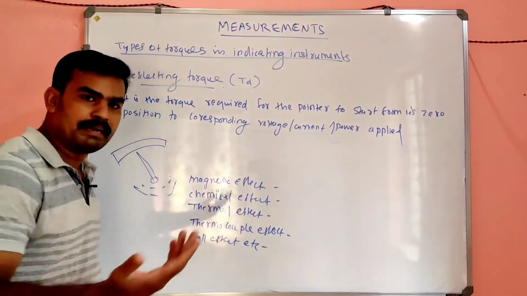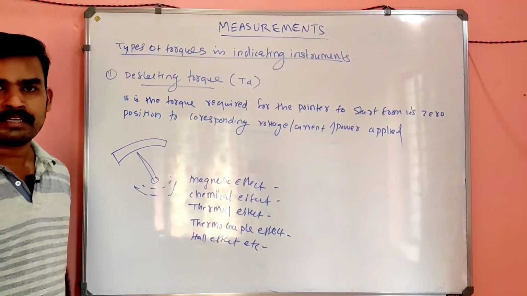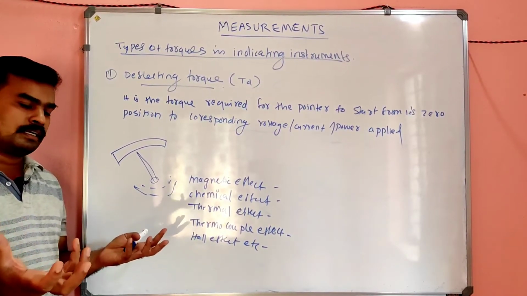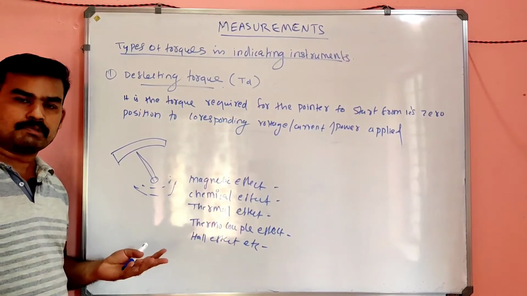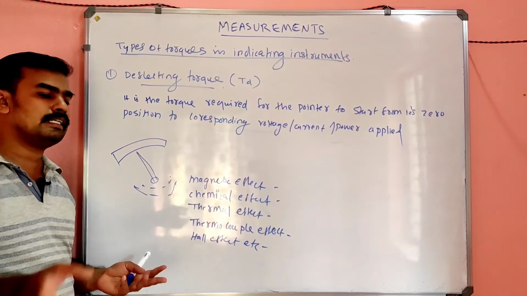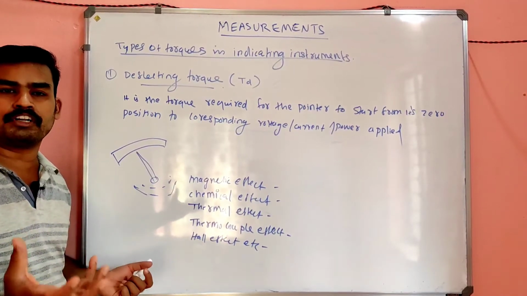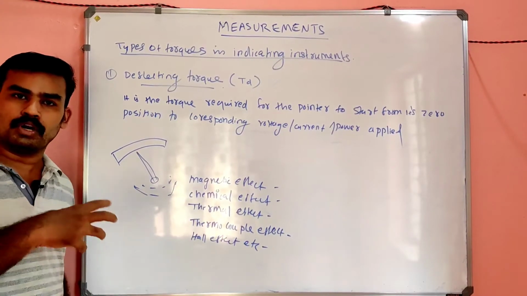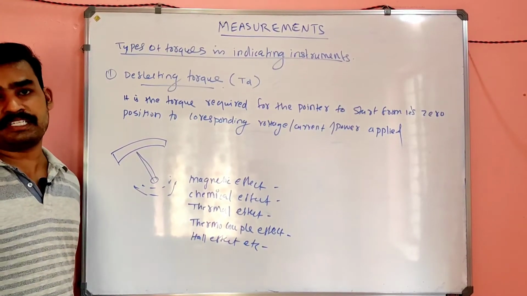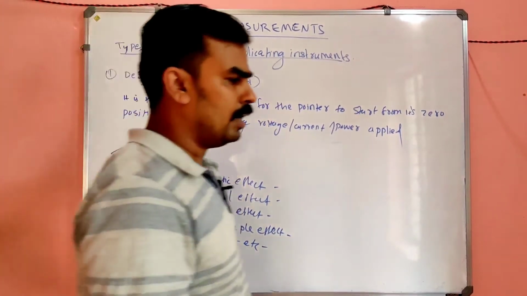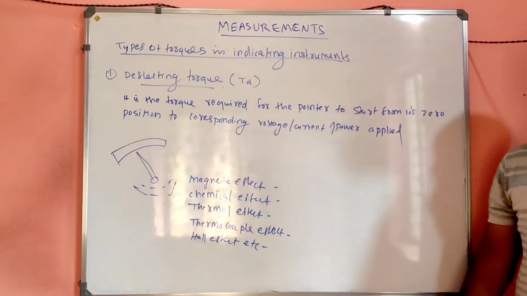Like in the thermocouple effect, you learned that if there are two bodies at different temperatures and you connect those two bodies with a wire, then there will be a flow of current from the hotter body to the cooler body. So that is the thermoelectric effect, the Seebeck effect. You learned that Seebeck effect. So like that, many effects will be there in order to generate that type of deflecting torque.